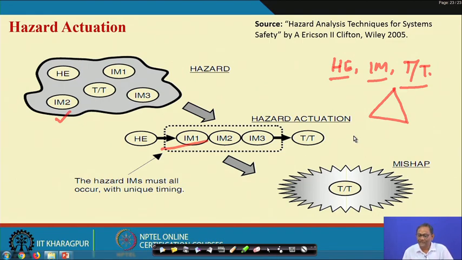This is one thing from the book written by Ericson and Clifton. The name of the book is Hazard Analysis Techniques for System Safety, a very important book.